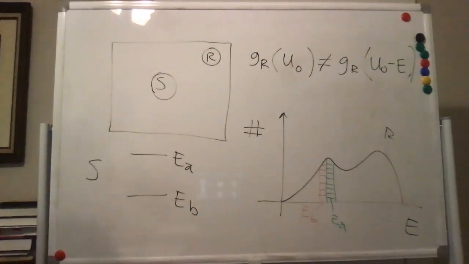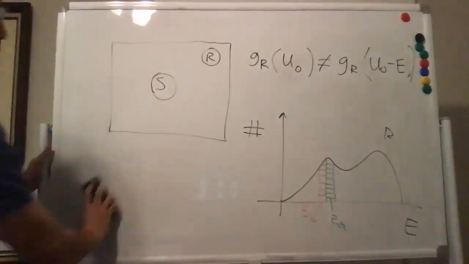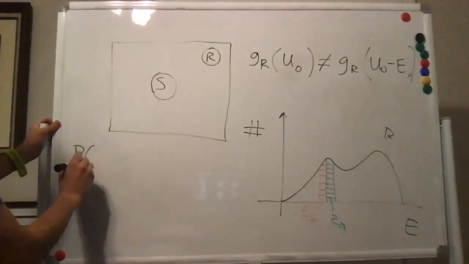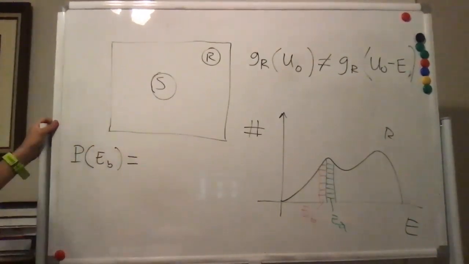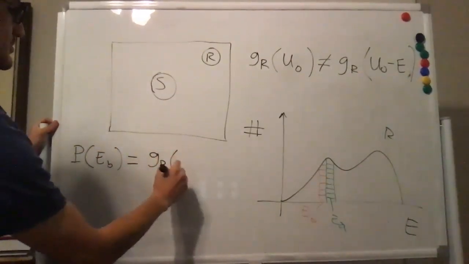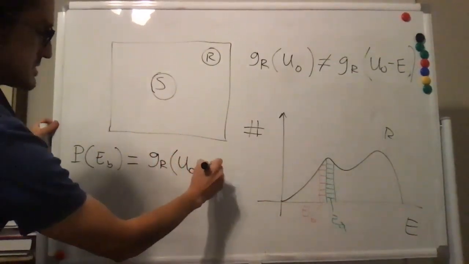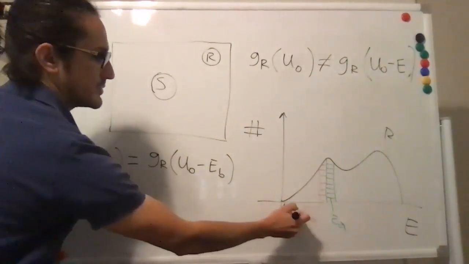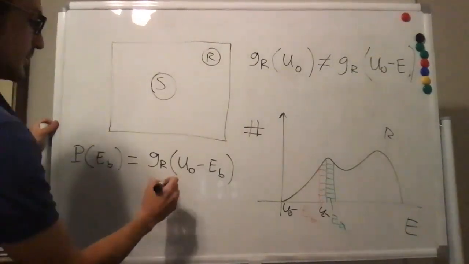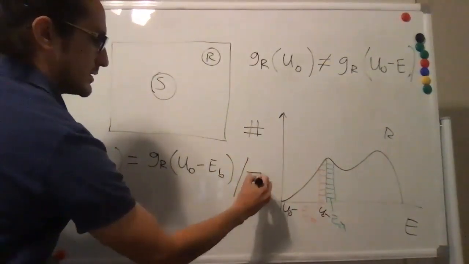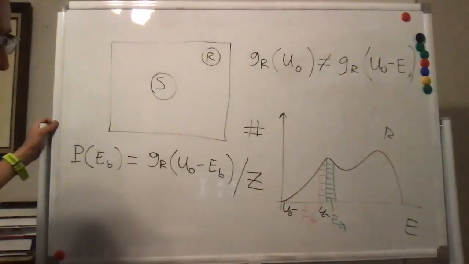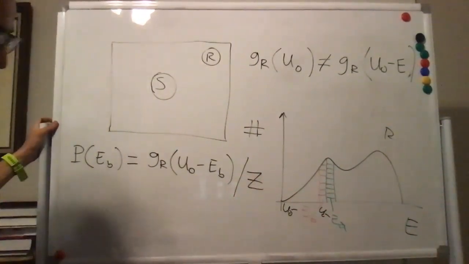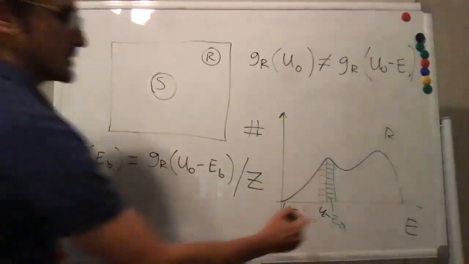So the probability that the system S is in the state EB is going to be G_R of the original energy minus EB, divided by the total area under the curve over here. It's Z and it is called the partition function. We're not going to worry about it here, but it is the area under the curve.